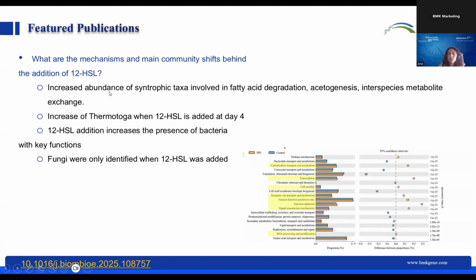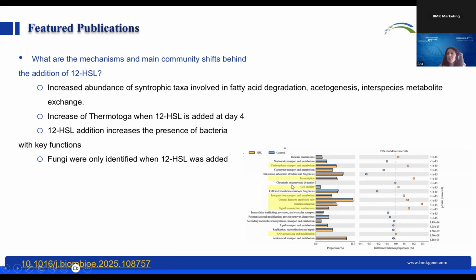Then the researchers were also able to find that there was an increased abundance of syntrophic taxa, so also involved in bacterial cooperation. And these taxa are mainly involved in metabolic activities and interspecies metabolite exchange. So this may be behind the improvement in biogas and methane production. Particularly when the quorum sensing molecule is added at day 4, the optimal condition, they saw an increase in Dermatoga, which is a specific bacterial genus that may be of interest since it may be behind this improved production.